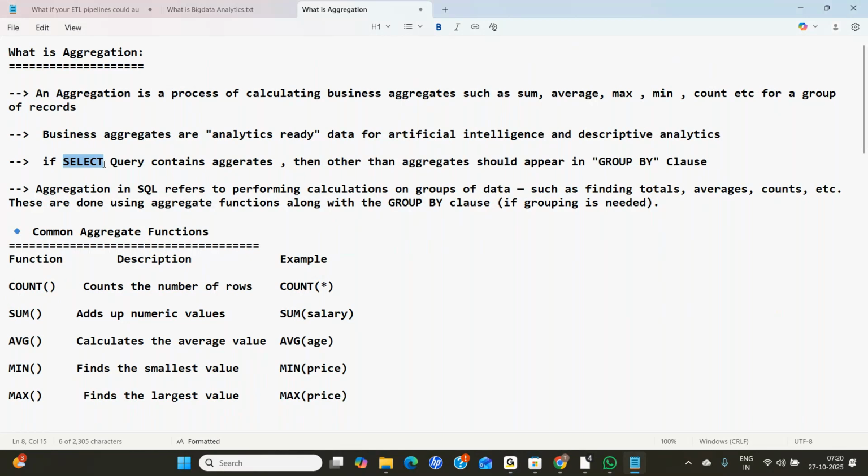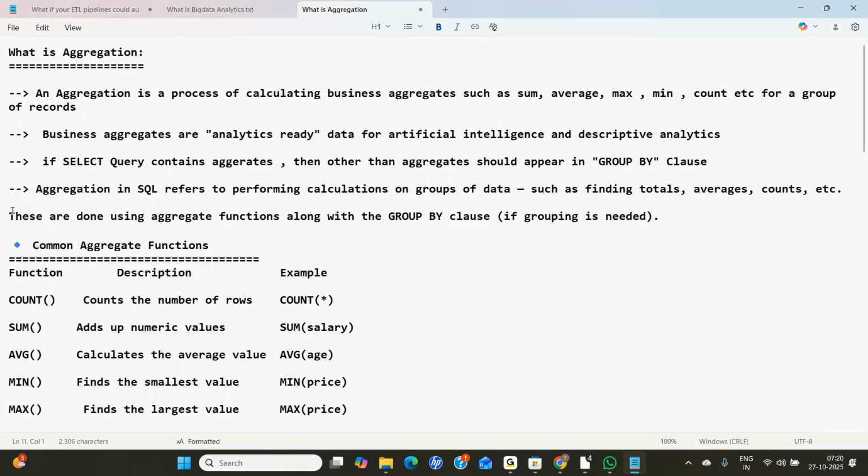Select statement. You know guys, analytics operations contain what type of queries? Analytics is a read heavy operation. Analytics aggregation query, select statement only. So, simply put, aggregation in SQL refers to performing calculations on groups of data, such as finding totals, averages, counts. These are performed using aggregate functions.